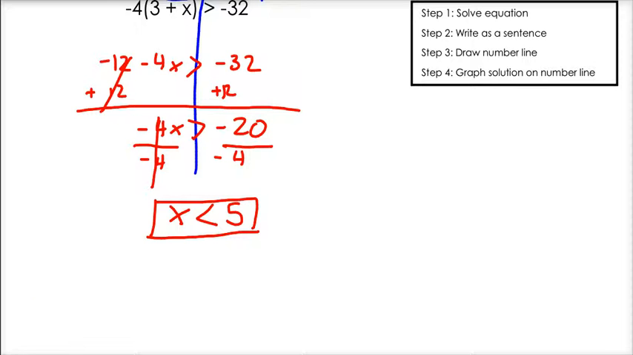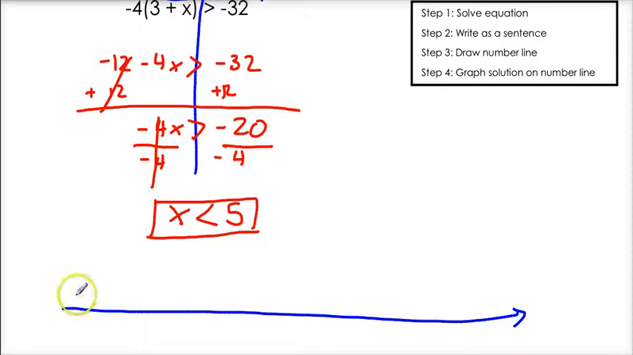so we're going to draw our number line. Let's actually draw it this time. Okay, hopefully you draw a better one than I do. Put all your hash marks. Okay, I know it's ugly. Hopefully you did a much prettier one. 0 here. 1, 2, 3, 4, 5 over here. Since it is just less than, oh, I forgot the most important part. We gotta write this as a sentence, and that's x must be less than 5.